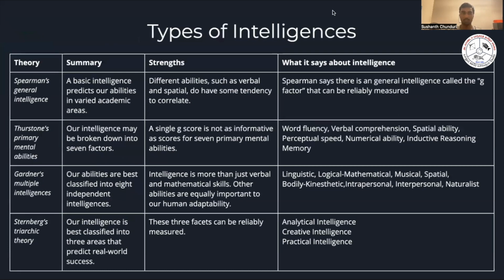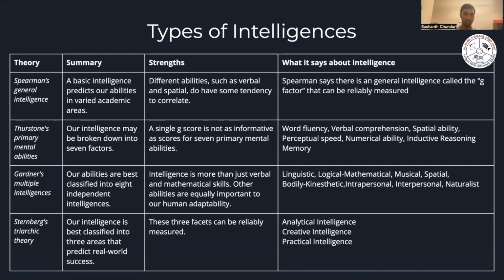Now there's different types of intelligences. There's four main theories of intelligence. One is Spearman's general intelligence, which essentially says there is a G factor, or general intelligence, that can be reliably measured. Thurstone's primary mental abilities theory says there are 7 different types of intelligence, and a single G score is not informative enough. Gardner's multiple intelligences theory says there are 8 different types of intelligences, and there are a lot of other skills than just verbal and mathematical skills.